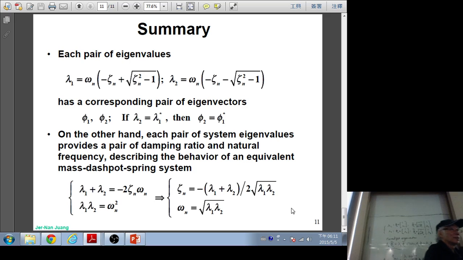Here. So each pair of eigenvalues, lambda 1 will be equal to omega n. Each pair of eigenvalues, you have n eigenvalues, and you can pair them, particularly those complex and conjugate. The complex eigenvalue, and then you have the complex conjugate eigenvalue. So given lambda 1 and lambda 2, you can solve for your omega n and zeta n. Agree? Right? So given a pair lambda 1 and lambda 2, you should be able to solve your omega n and zeta n.